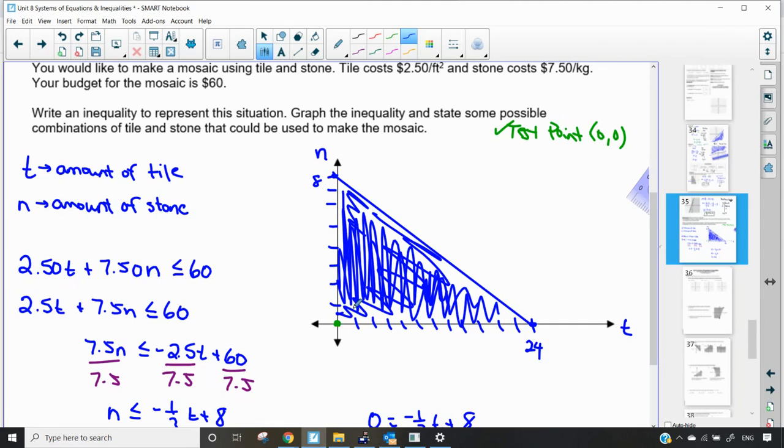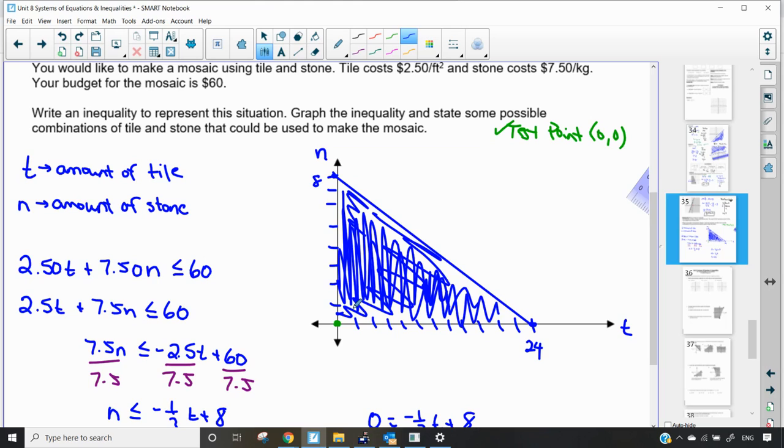Now you'll notice in this question, our boundaries go no less than 0. And that's because of the context of the question. We can't buy negative tiles or negative amounts of stone. So if I were to have to give the domain and range of this function or this inequality, I would say that my t values fall between 0 and 24, and my n values fall between 0 and 8.